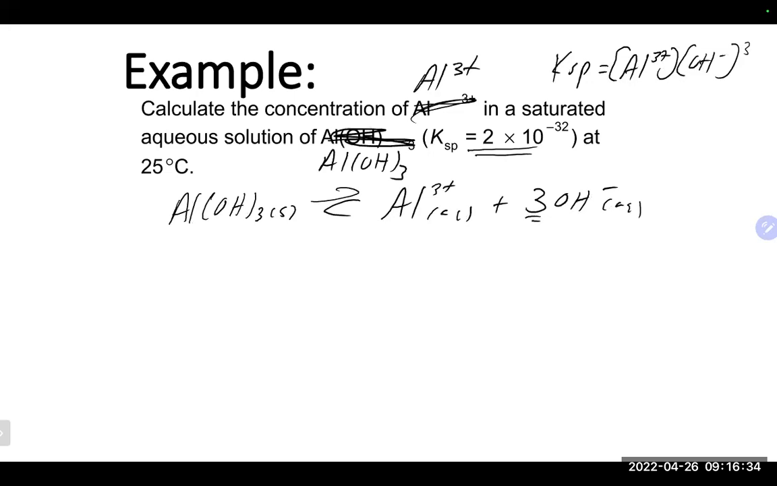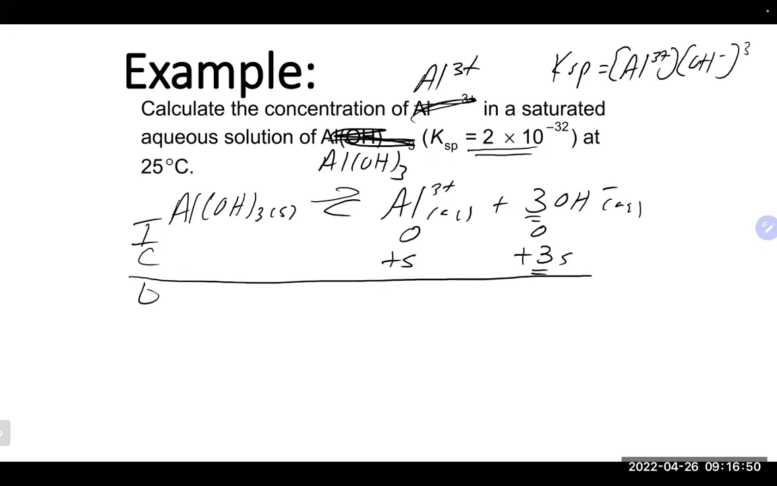So we will go through here. So we're going to 0 up initially. Our change will be plus S. And again, the coefficient, we want to make sure we also take into account there as well. So that should be plus 3S. That means at equilibrium here, that should be S and 3S. Any questions so far? Putting that into our Ksp expression gives us S times 3S.